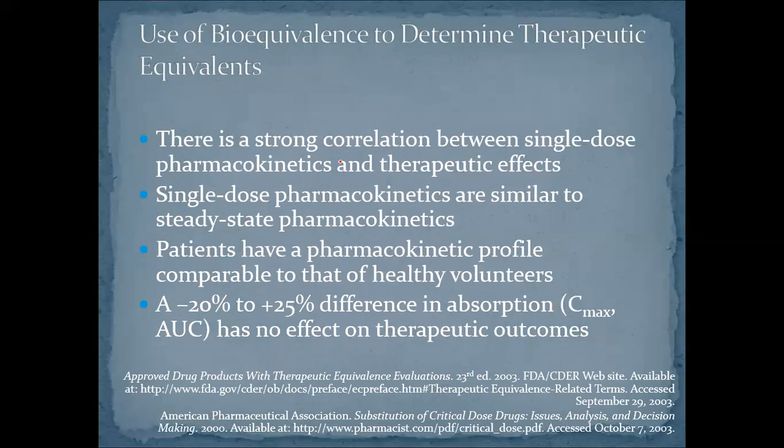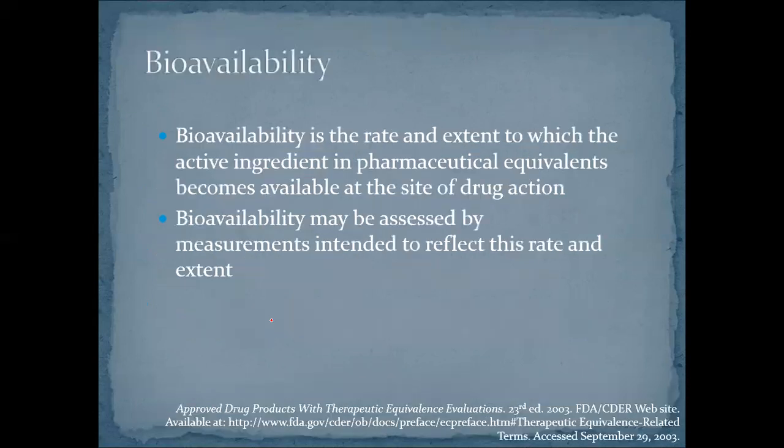Now, how do we go ahead with this? There is a strong correlation that single dose pharmacokinetics are similar to steady state pharmacokinetics. Patients have a pharmacokinetic profile comparable to that of a healthy volunteer, and a 20 to 25% difference in absorption based on the maximum concentration and area under the curve is believed to have no effect, or similar effect, on the therapeutic outcome and behave in similar alignment.